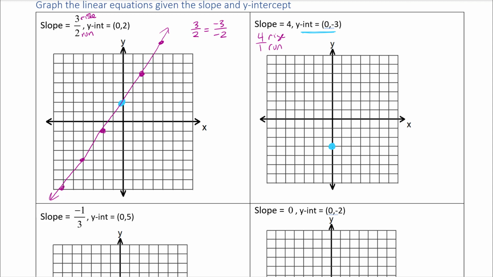So if I rise 1, 2, 3, 4 and run 1, there's my next point. Rise 1, 2, 3, 4 and run 1. The next one's going to be off my picture. So the other thing I could do is rise negative 1, 2, 3, 4, down 4, and left 1. That's still on my line.